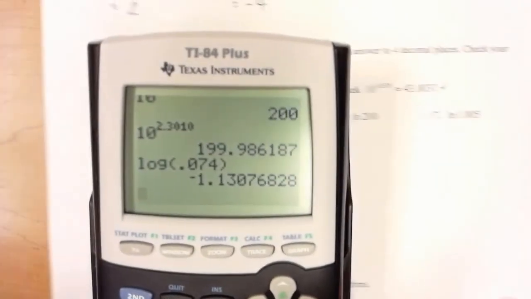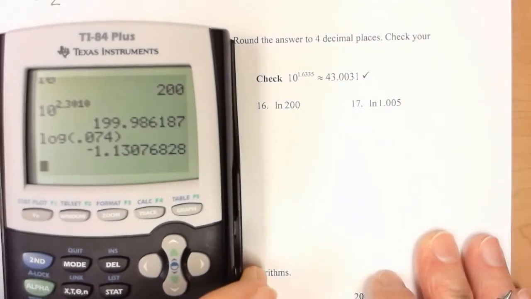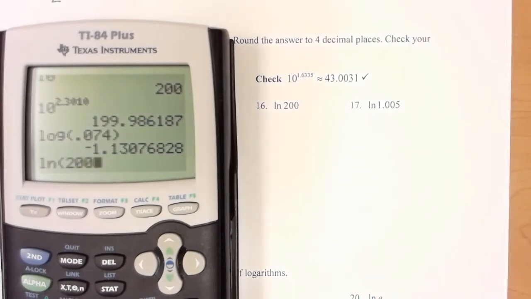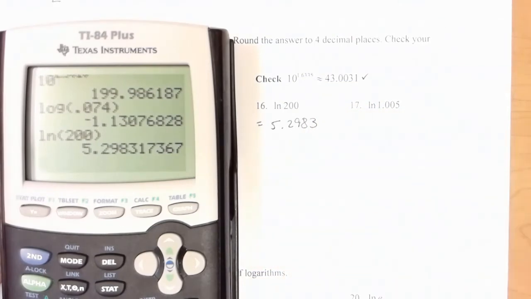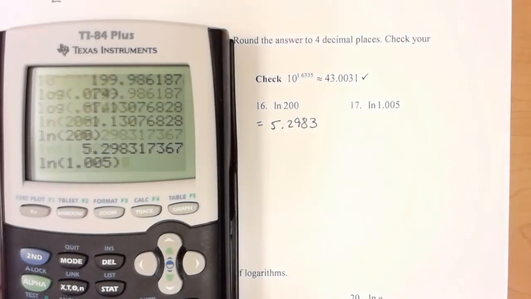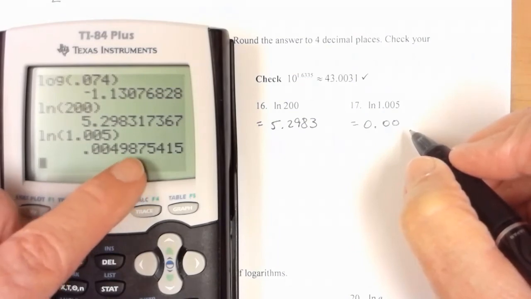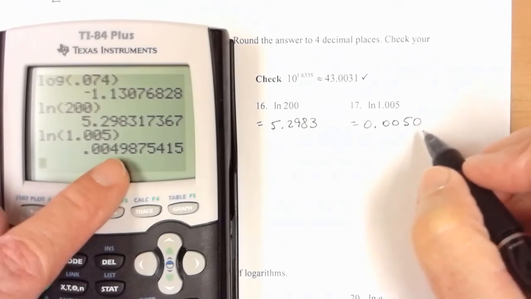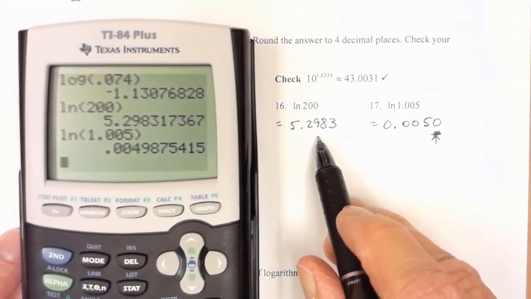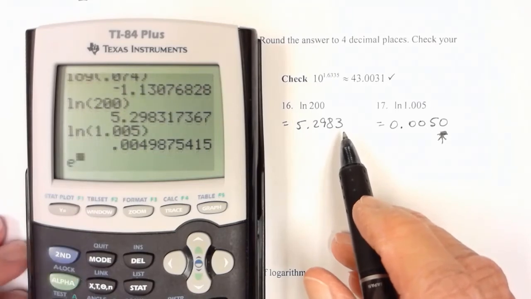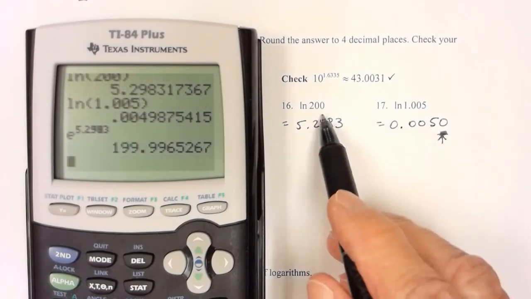So that would be negative 1.1308. Natural log 200. And make sure you press the LN. 5.2983. And natural log 1.005. And if I have to go to the fourth decimal place, that rounds that up and it'll go to 50. And if they ask you to end in a particular decimal place, that's where you got to end. Let's go back and we'll check this one. If you'll press second LN, you get e to the 5.2983. Press enter, and it should be coming up close to 200, which it does.